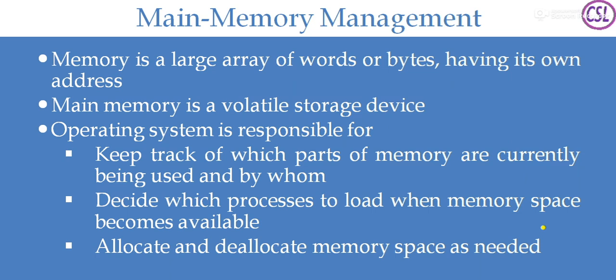Okay, so here memory is an array of words or bytes, and each is addressable, and main memory is always volatile. Now the operating system's responsibility is to always keep track of the parts of the memory which are used and by whom, which process is using them, so that when any new process is coming, it decides whether the memory is available or not, so that it can load it. Once the execution of the process is over, it can remove the process from the memory. That is called deallocation. So that is about memory management.